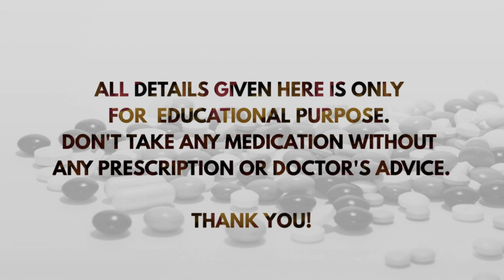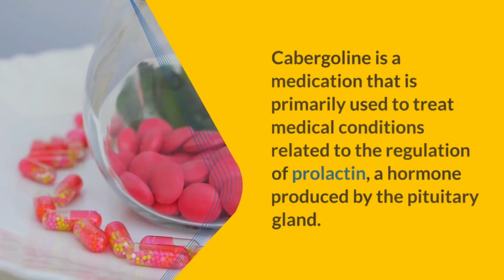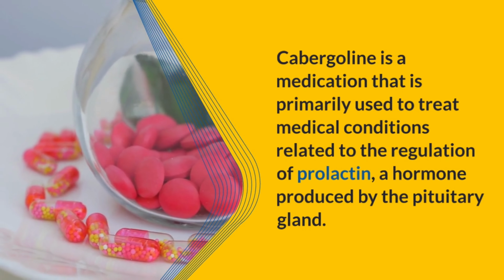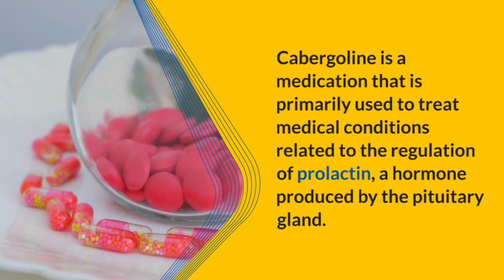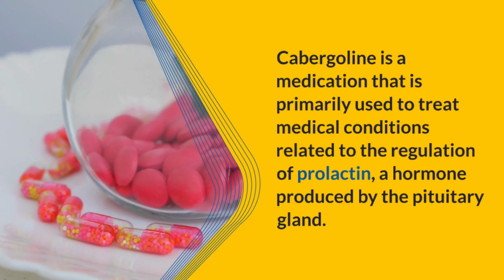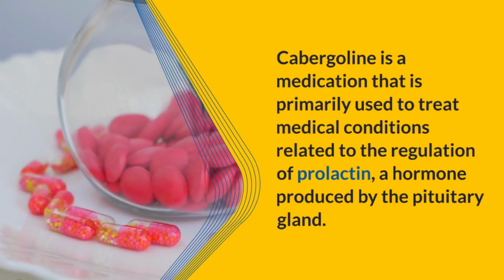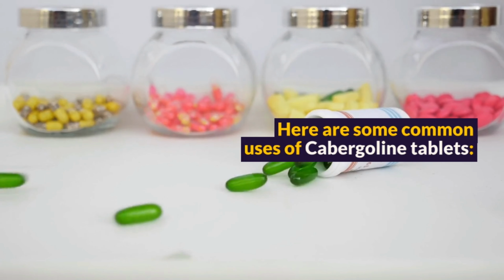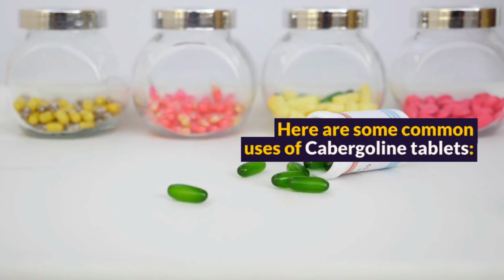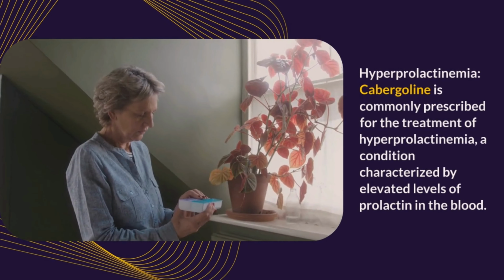Use of Cabergoline tablet. Cabergoline is a medication that is primarily used to treat medical conditions related to the regulation of prolactin, a hormone produced by the pituitary gland. Here are some common uses of Cabergoline tablets.